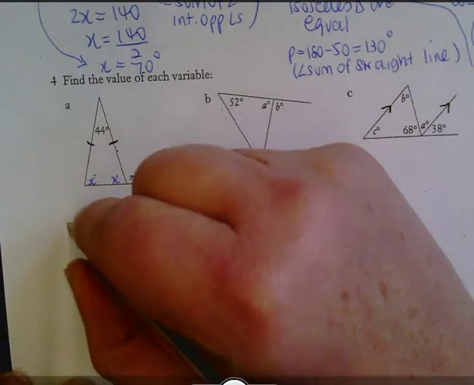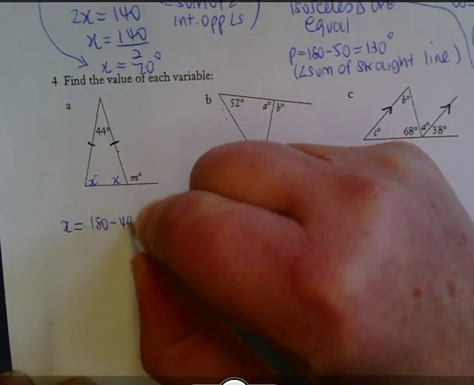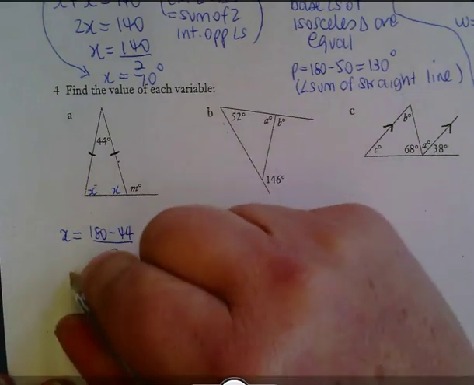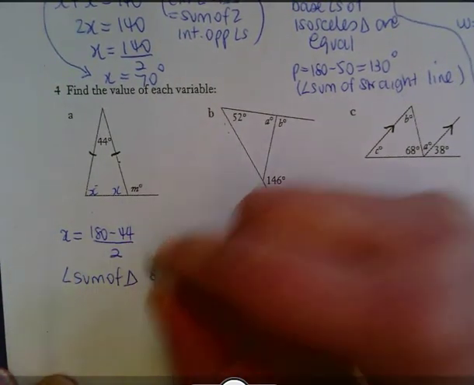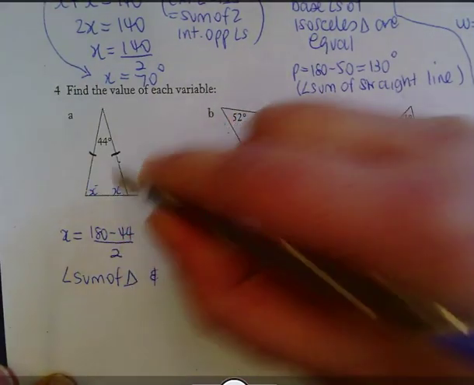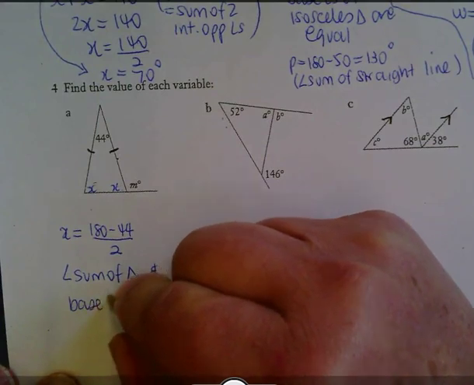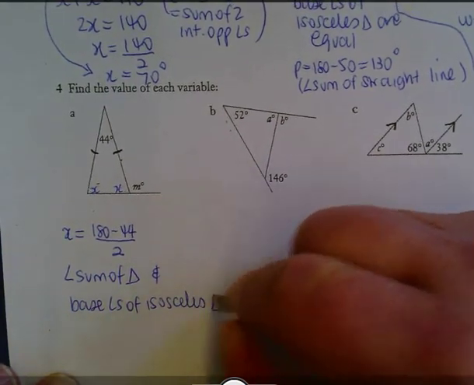How can you work out X? X is 180 minus 44 divided by 2, but I need 2 reasons for that. What are my 2 reasons? Angle sum of triangle. Yeah, angle sum of triangle is one of them. And what's the other reason? Base angles of isosceles triangle. That's it. Base angles of isosceles triangle are equal.